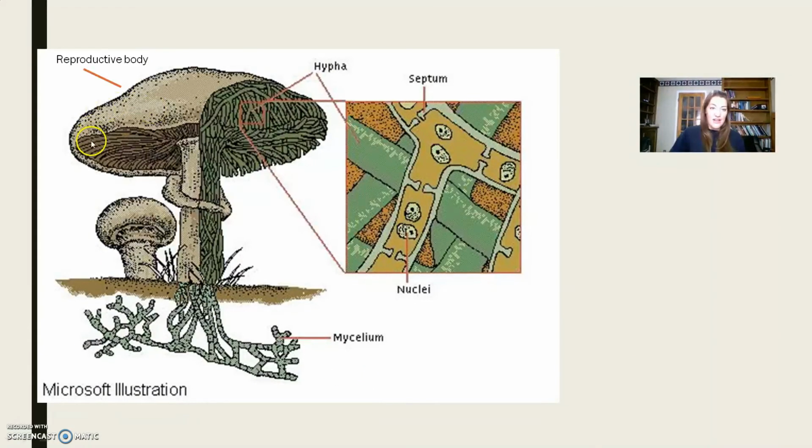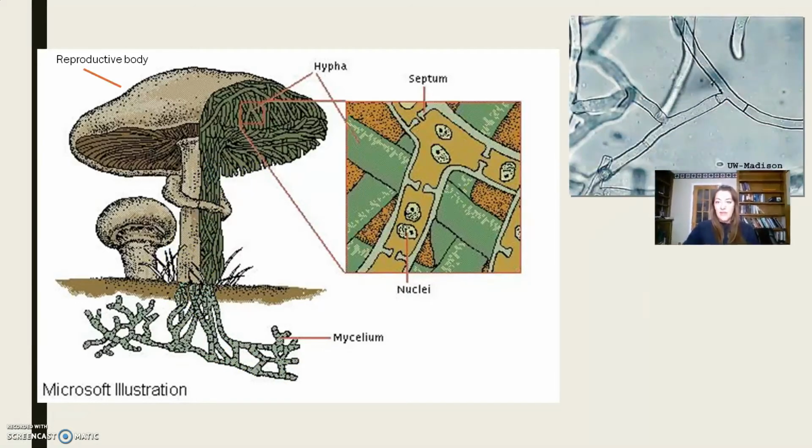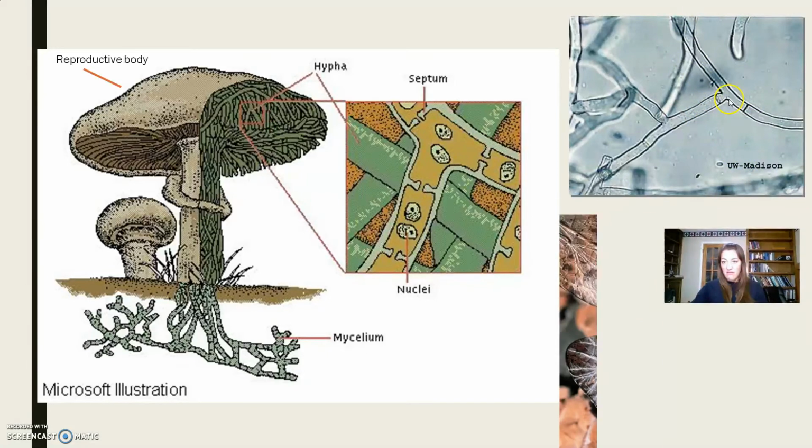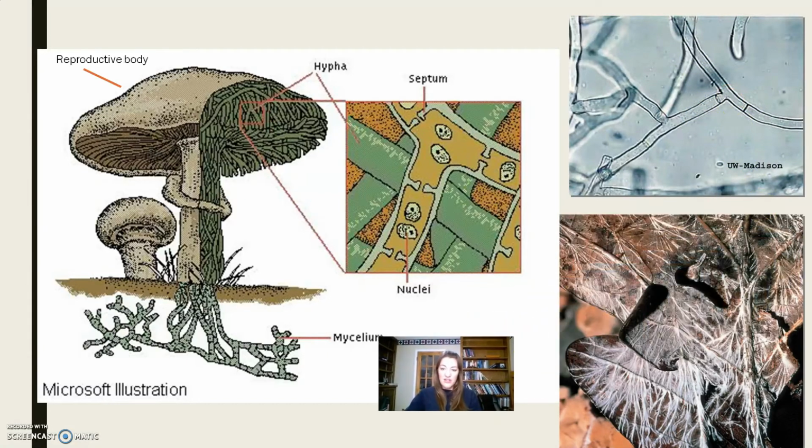Okay, so here's a structure right here, the reproductive body. This is where you're going to find the spores being produced. You have the hyphae in here. It looks like that stringy kind of stuff. And the septum is the divisions in between those hyphae. Now, everything combined is called the mycelium. If you look closer here, you can see the hyphae and some of the septa coming in right there. And then here's what another one can look like as well, with the hyphae branching out.